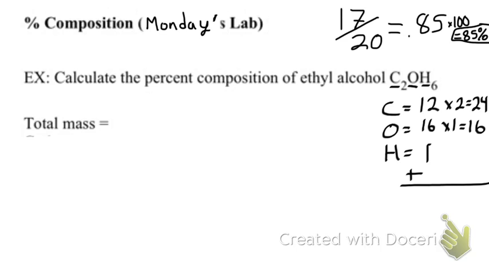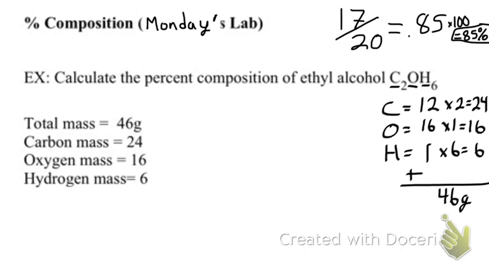Hydrogen weighs 1 gram per mole on the periodic table. We have 6 of them, so that's 6 total, for a total of 46 grams. So our total mass is 46 grams. That's the same thing as saying our test was out of 20 points. That total mass is what we're looking for. Our carbon mass was 24, oxygen mass was 16, hydrogen mass was 6.